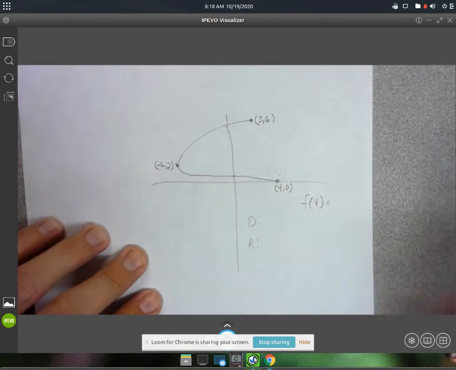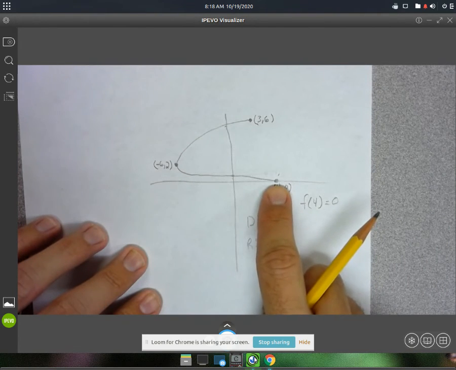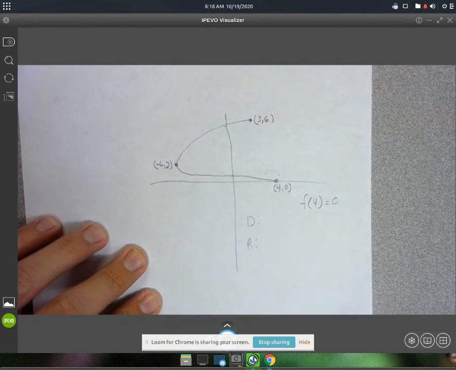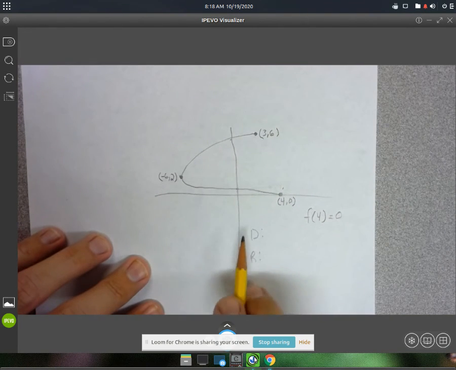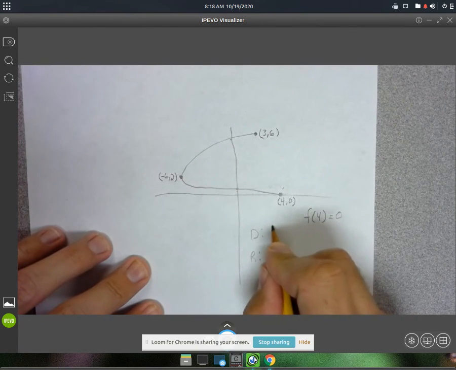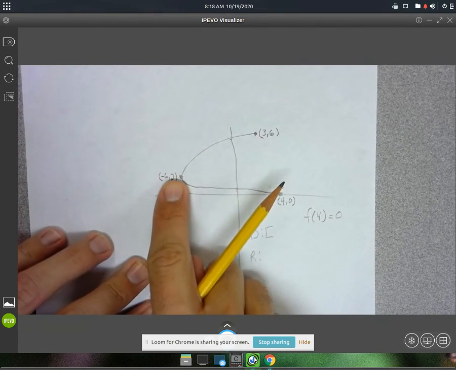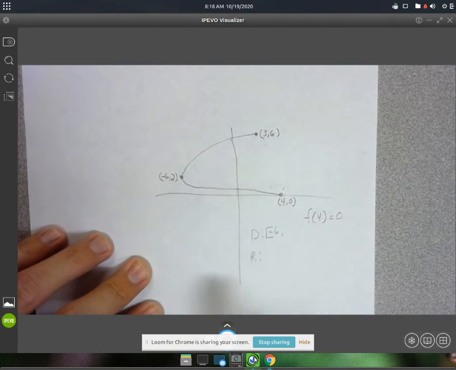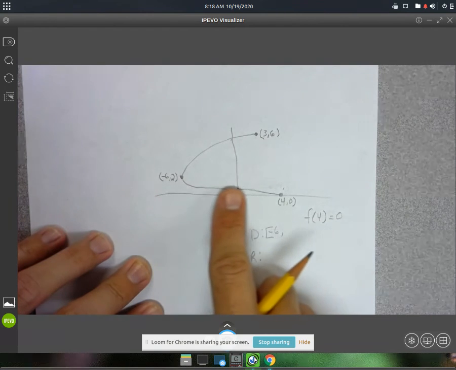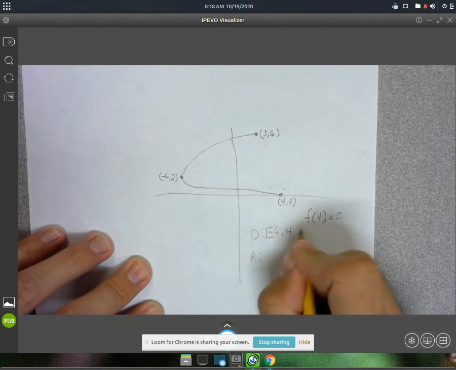F of 4 is going to give you 0. So if you plug in 4 for x, it's asking what's that y value there, and that is 0. Our domain, how far left and right? Well, the furthest to the left that this thing gets is right here, which is going to be that x value, -6. And the furthest to the right it gets is right here, which is going to be that x value, so 4.